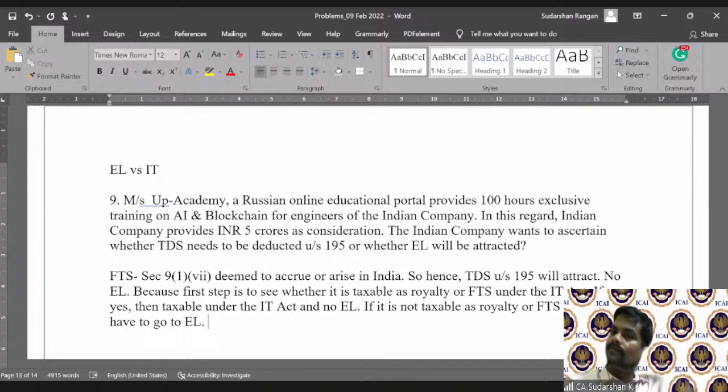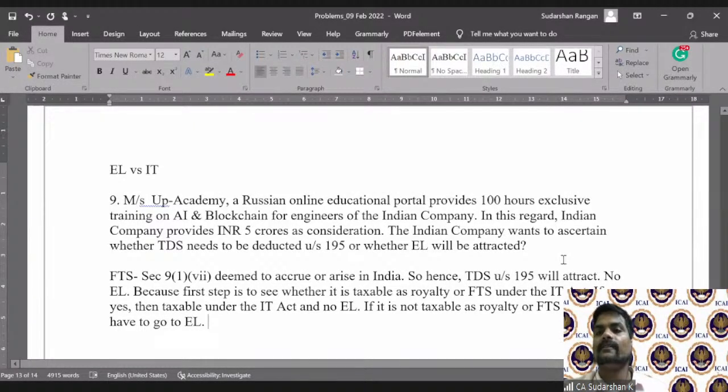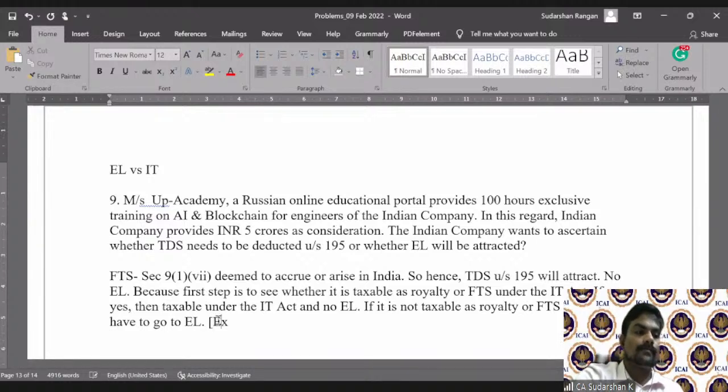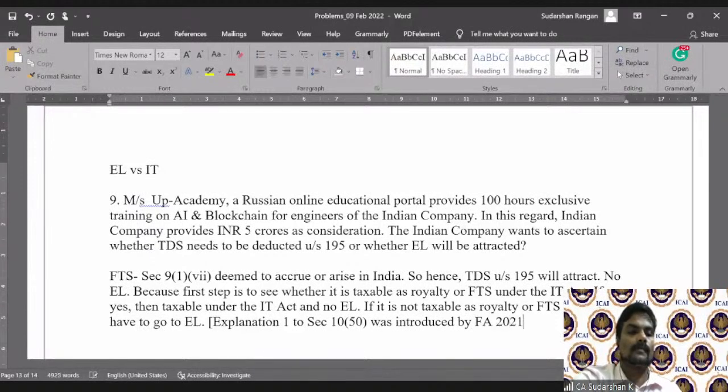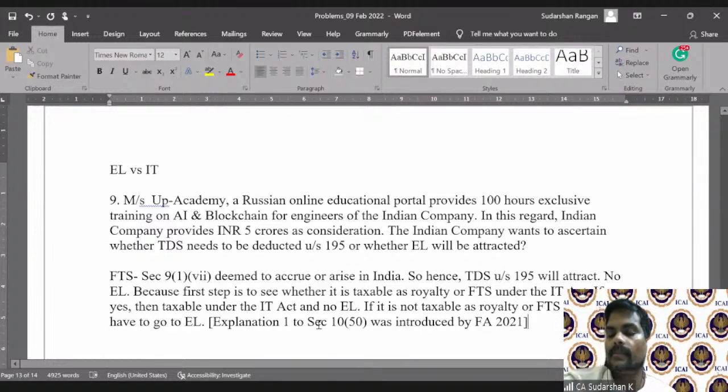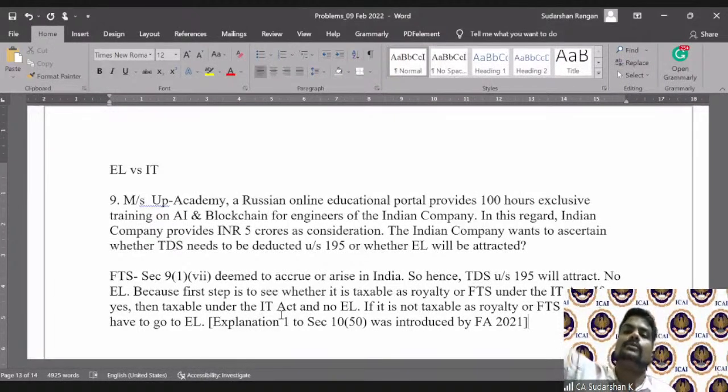So this was basically to ensure there is no tax arbitrage benefit being taken. So therefore, Explanation 1 to section 10(50) was introduced. Just because you pay EL doesn't mean that you're exempted in the Income Tax Act. There's a small deviation to it. If it is royalty or FTS, then it will only be taxable. Similar exemption is provided in section 163 of the Finance Act. So the government's point is, if it is royalty or FTS under the IT Act, the IT Act will take precedence, only then equalization levy.